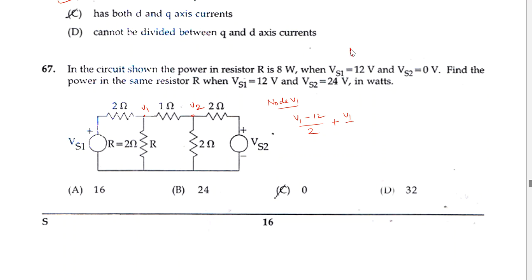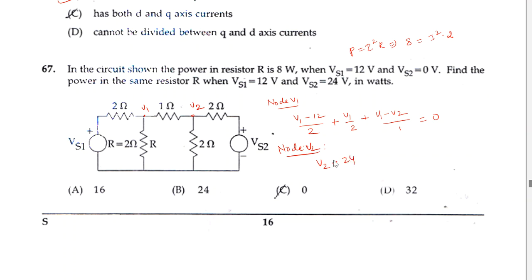So P is equal to I squared R. The P value is given as 8, equal to I squared times R. So R is nothing but 2 here. Simply, we can write directly: V1 by the resistance value 2 plus (V1 minus V2) by 1 is equal to 0. So this is the one equation. Similarly, apply KCL at node V2: V2 minus the Vs2 value, which is given as 24.